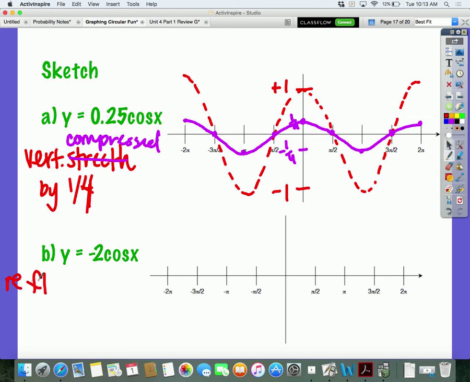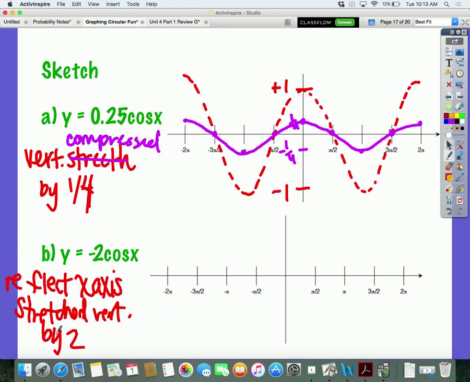So it is reflected over the x-axis and then stretched vertically by 2. Things like in this case, you have to flip it and stretch it. You can do it all in one. Okay? Just real quick, I'm just going to do the original cosine curve so we have that as a reference.